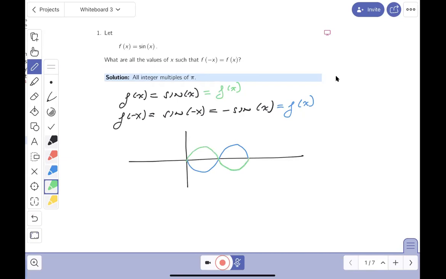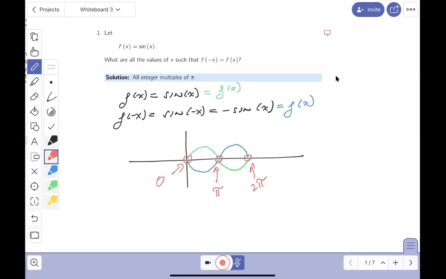Now, what's their question? Where are they the same? Well, I'm looking at it. They're the same here. They touch each other. They're the same here, and they're the same here. I bet this keeps going on and on forever. It's cyclic. The question is, what are these values over here? That's 0, that's pi, and that's 2 pi. So what am I going to say? These equal one another at multiples of pi. So it's true for multiples of pi.